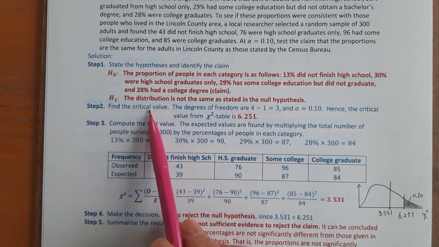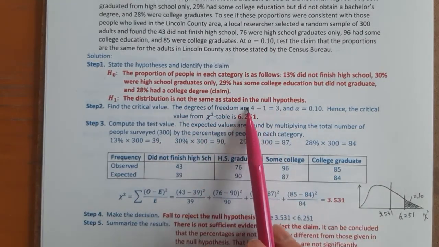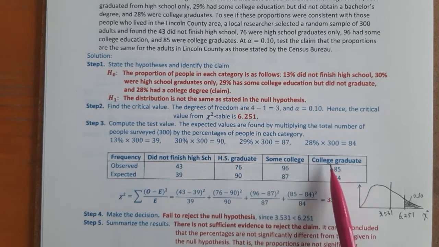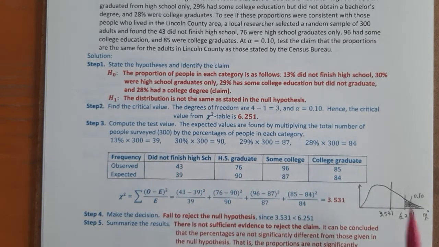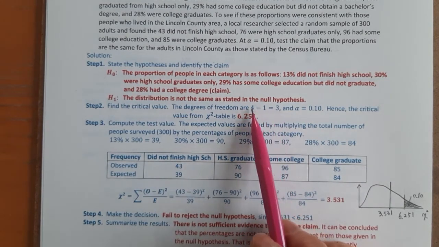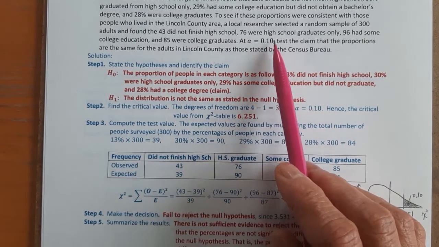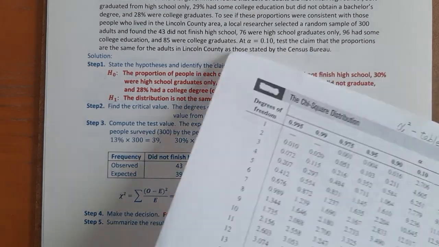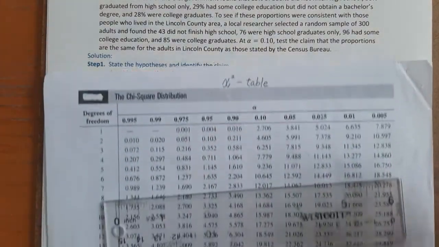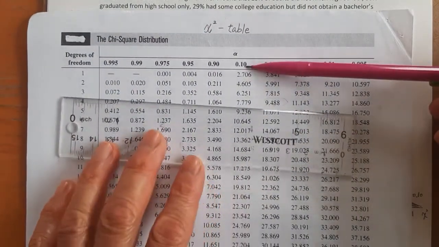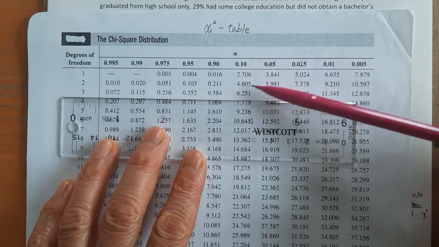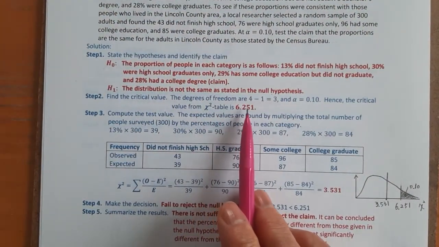Step 2, find the critical value, where alpha equals 0.10. For degrees of freedom, there are 4 categories: didn't finish high school, high school graduates, some college but not graduate, and college graduate. So degrees of freedom is k minus 1, 4 minus 1, which is 3. Alpha is 0.10, so look at the chi-square table: with degrees of freedom 3 and alpha 0.10, the critical value is 6.251.